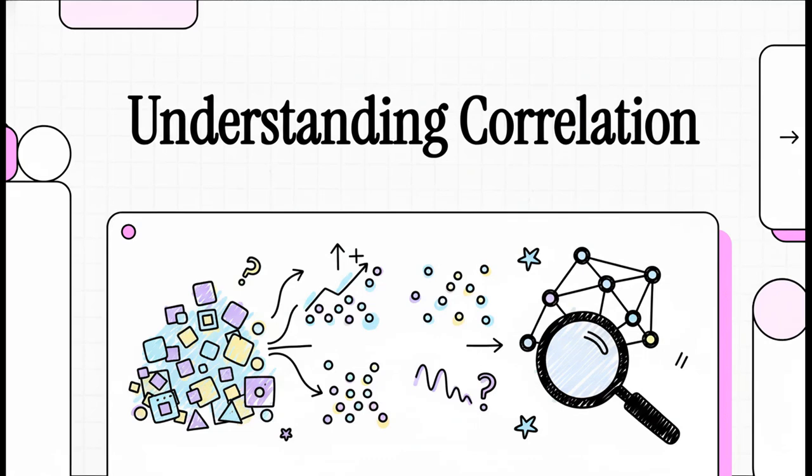We're practically swimming in a sea of data these days, and we're always trying to find patterns, right? To make sense of it all, how does one thing actually affect another? Well, that is the big question we are tackling today, and we're going to use a really powerful tool called correlation to do it. Let's jump in.